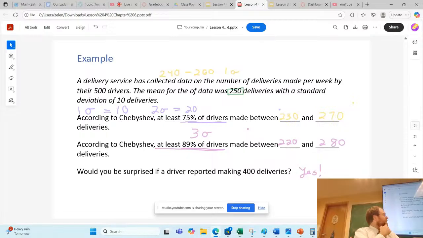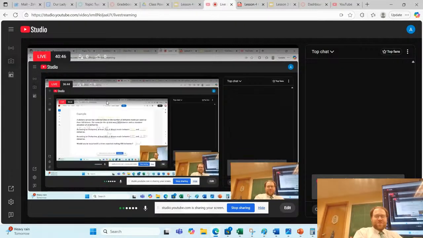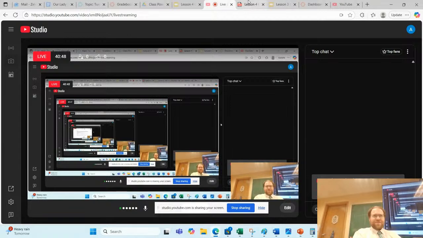Okay. Any questions on how to work with standard deviation or Chebyshev or mean, median, mode, any of those things? Let me see if I got any questions from home. It doesn't look like it.